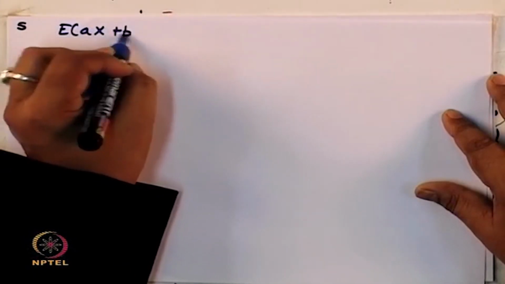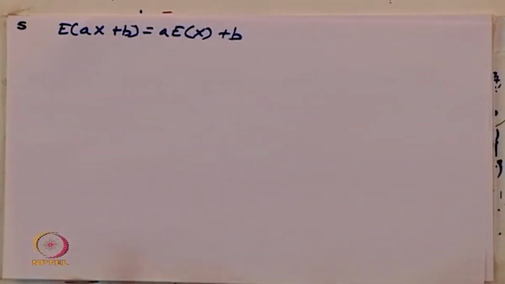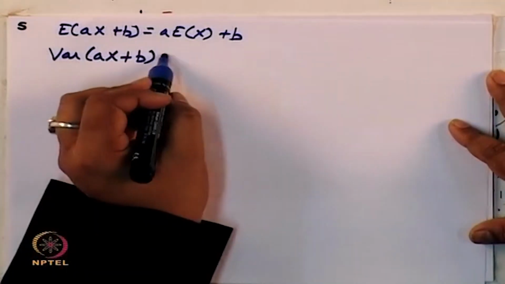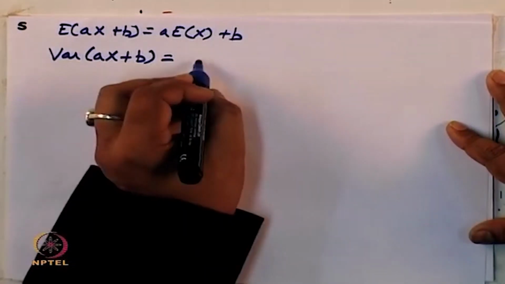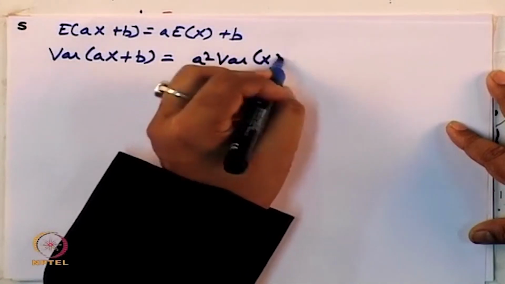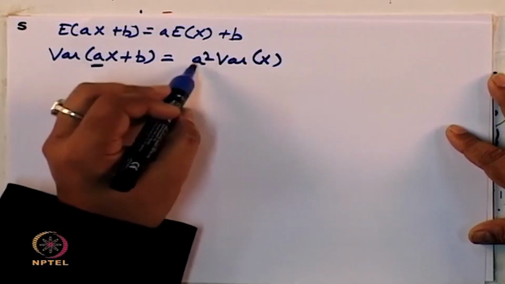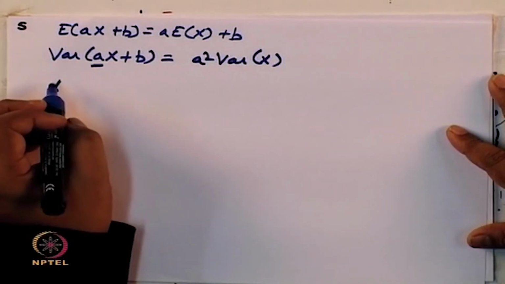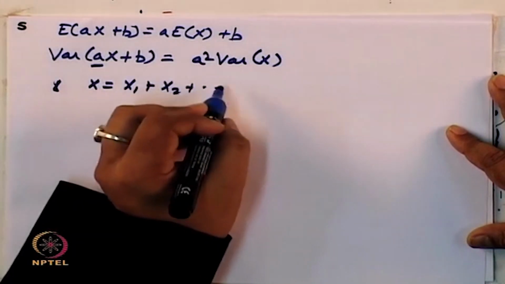Now, I already showed that E of (ax plus b) is equal to a E of x plus b. So, what do we get for variance of ax plus b? I do not need to derive this equation, but what we found was variance of ax plus b is nothing but a squared variance of x. Variance of a constant is 0, and when you have a scalar prefactor, it just takes the square form.